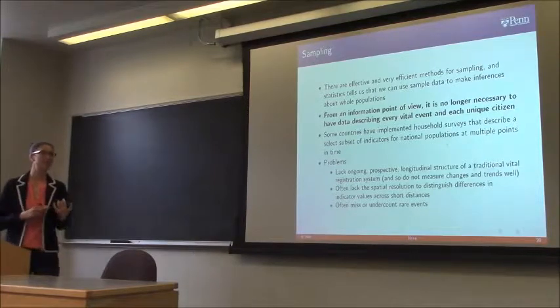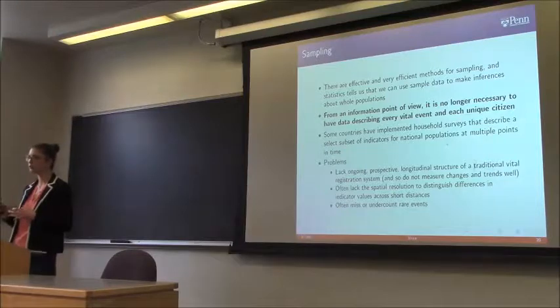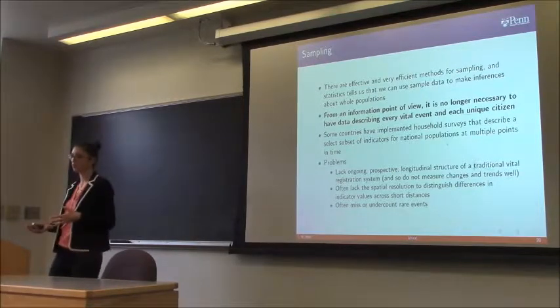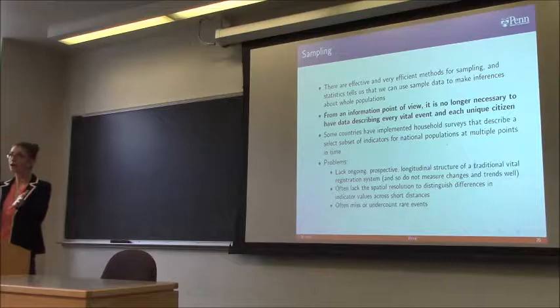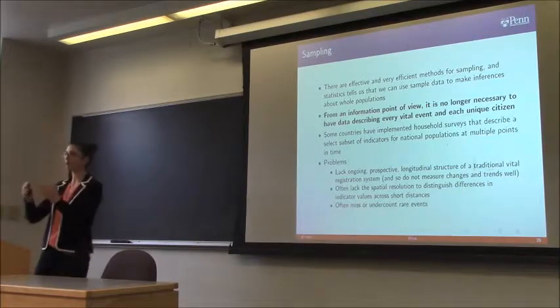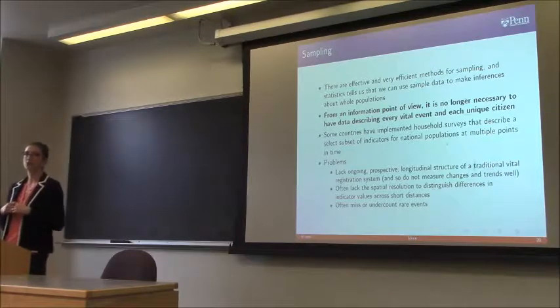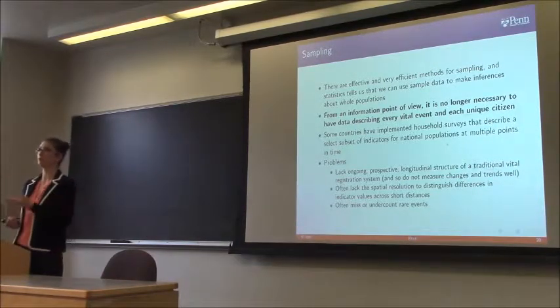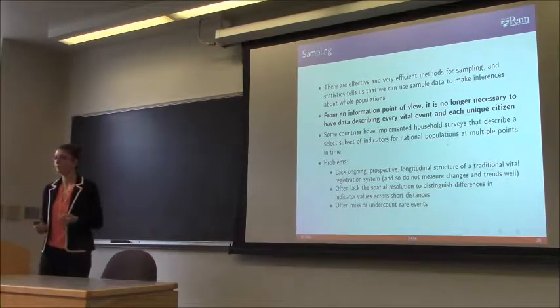But the problem is that it lacks the ongoing prospective, longitudinal structure of a traditional vital registration system. And so what that means is that they can't easily measure trends and changes very well. And the reason for that is because they're not actually following your household or my household every single time they're sending out the survey. They're sending maybe my household one year and then Peter's household the next year, and the year after that maybe they reach out to Lisa's house. So it's not the same people being followed every single time.